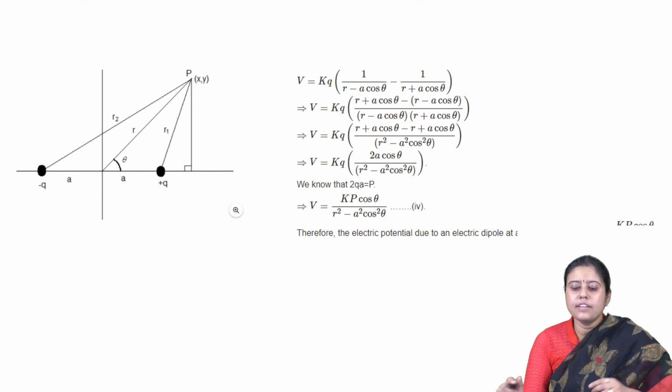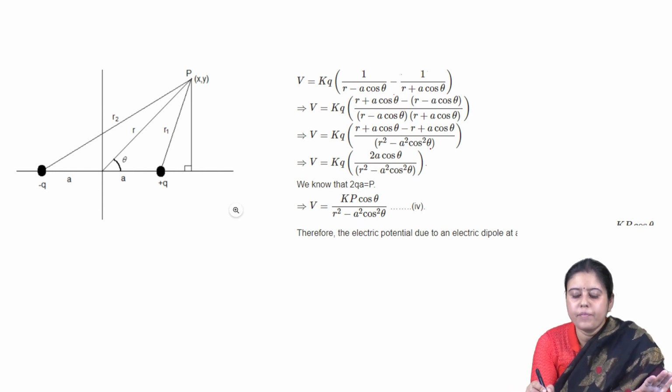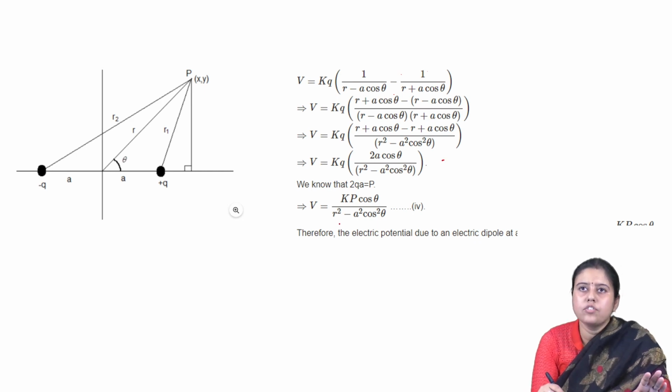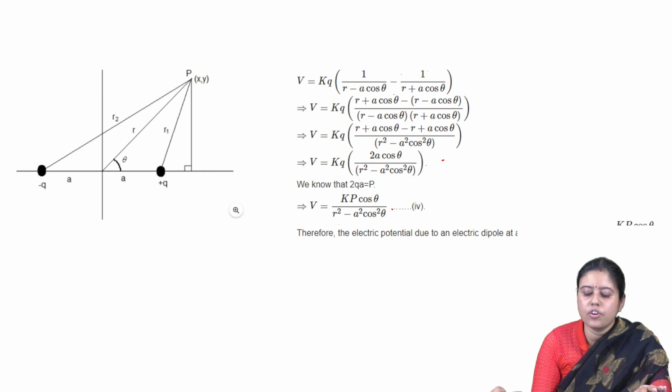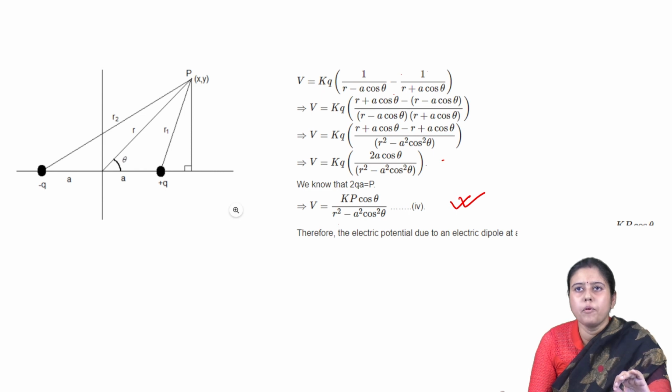So now, putting the value, V is equal to KQ times (1 by (r minus a cos theta) minus 1 by (r plus a cos theta)). And by simple addition, after addition, we got the equation KP cos theta by (r square minus a square cos square theta). So this is the value of the potential due to the dipole moment.